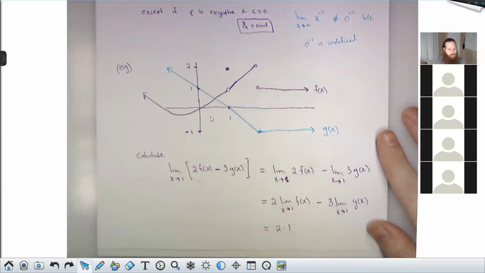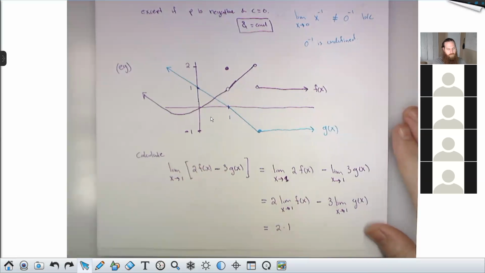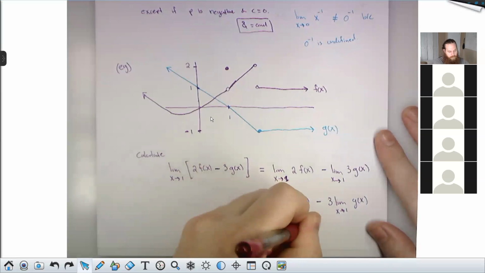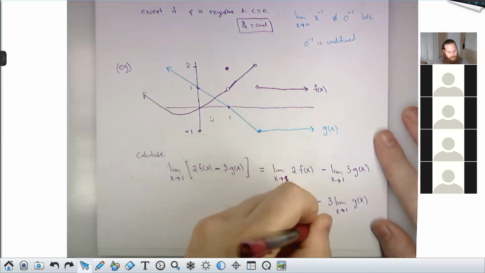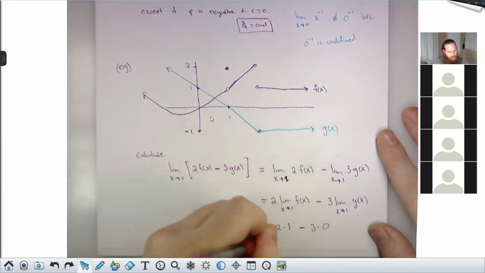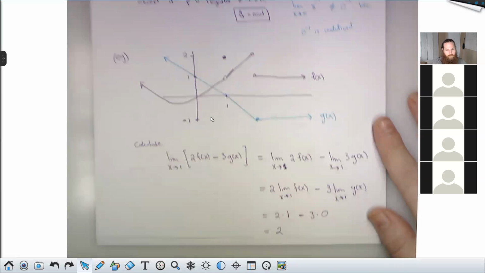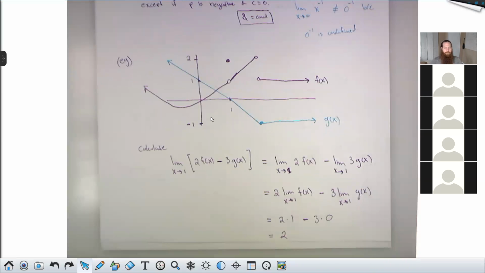What about g of x? What about the blue graph? 0. Yeah, so this is 2 times 1 minus 3 times 0, which is just 2. Right, 3 times 0 is 0. Everybody comfy with that? Any questions about how we're getting to this answer?